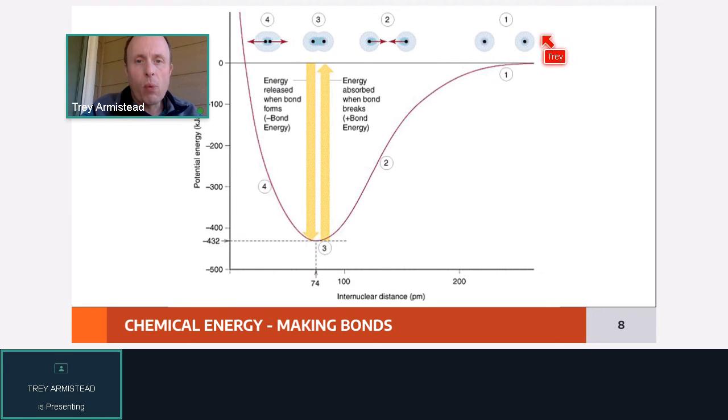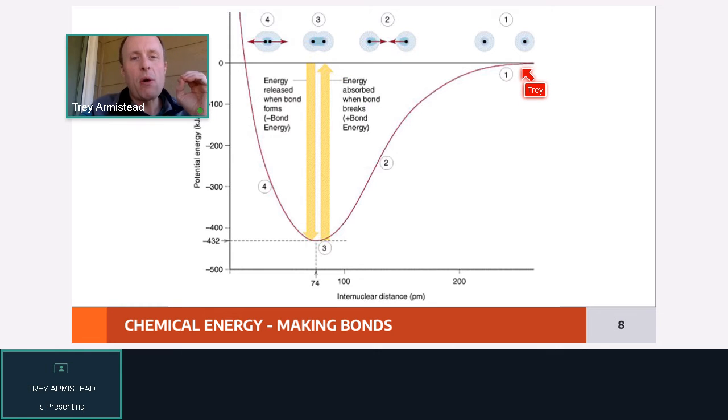So in step one, we have two atoms that are very far apart. They're not bonded together. The intramolecular forces between them are going to pull them together. So this atom wants to attract to this atom right here, and we can see that they're attracting. And then eventually they attract so close that they bond together.